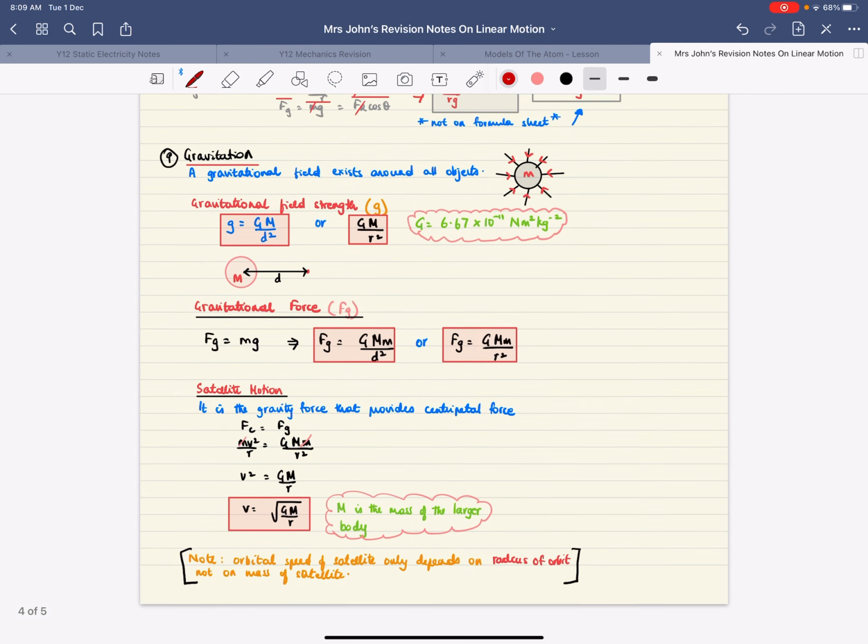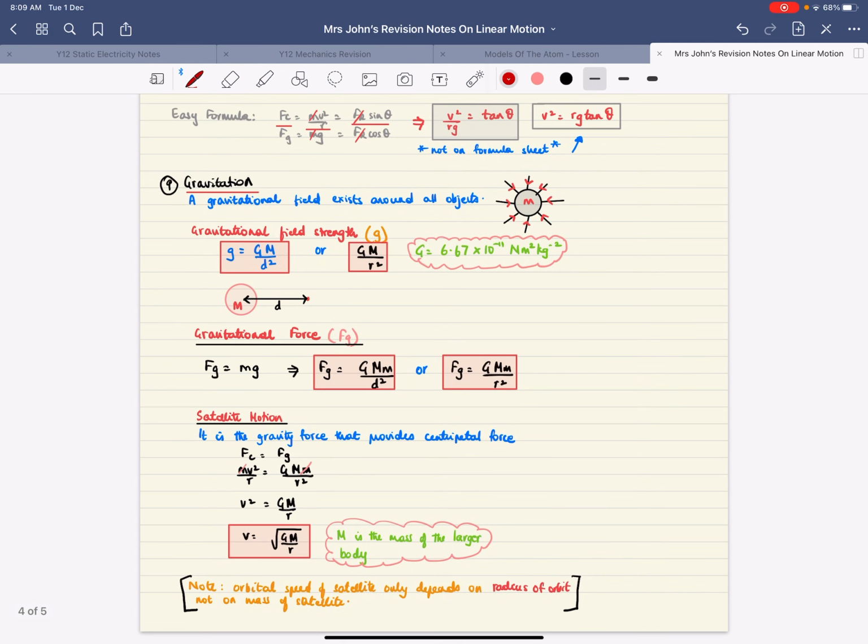Now, gravitational force is the force exerted by any object on another object, so it's proportional to the product of the masses and inversely proportional to the square of the distance between them. So just be careful, the distance is what we see in this diagram over here. So if you're just given the radius of the Earth or something and the height of a satellite above the Earth, you've got to do the radius plus the height in order to get that distance.